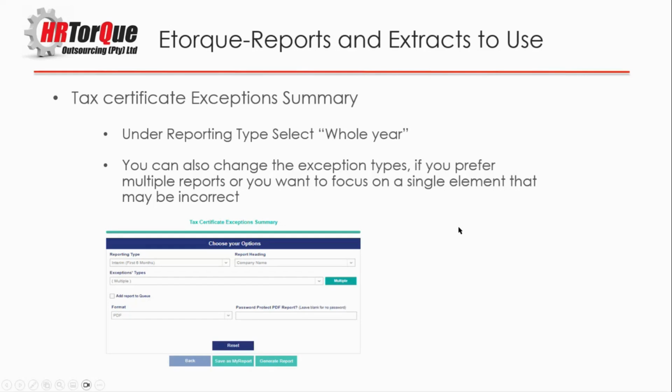Okay, so how do we do it? We get it underneath our reporting. We select whole year, so that's quite important. On your reporting type, you can either run for interim or for the full year. In this instance, we want to run for whole year. And you can also look for the different types of exception types.